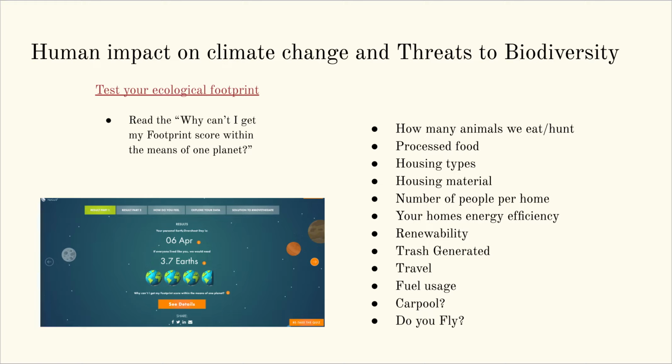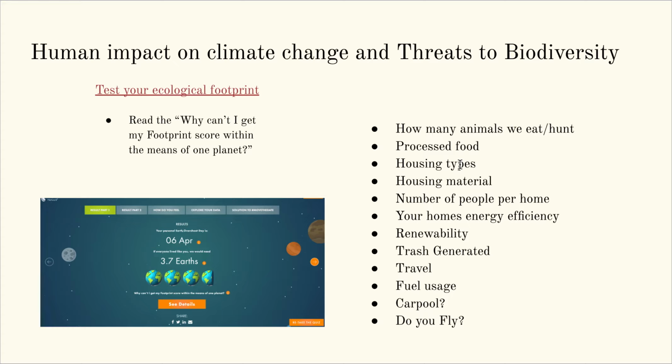Here I'm going to have you take a moment to perform an activity. This is the human impact on climate change and threats to biodiversity. So if you remember in one of the HIPPO Ps, one of the threats to biodiversity is population, and more specifically, human population. So examples of how population and human population can negatively affect biodiversity has to do with how many animals we hunt and eat. That is more referring to overexploitation, the processed food we eat, the housing types, housing materials, the number of people that live in your home.